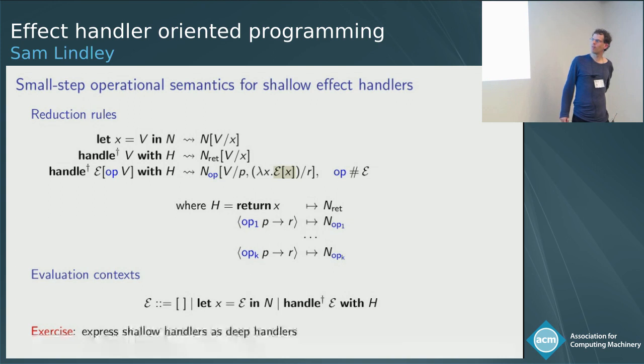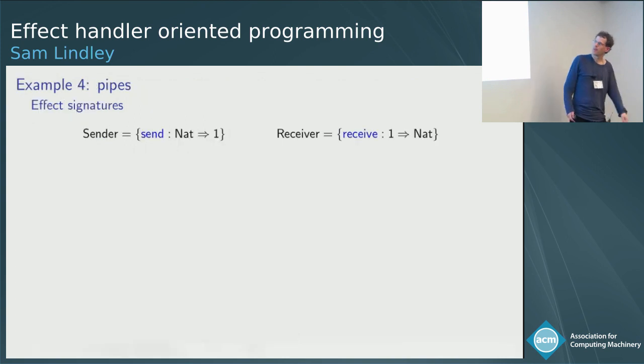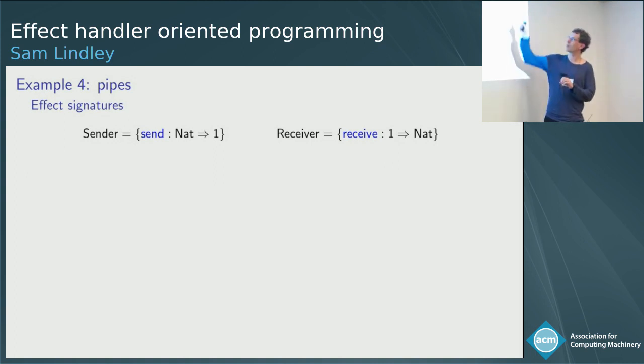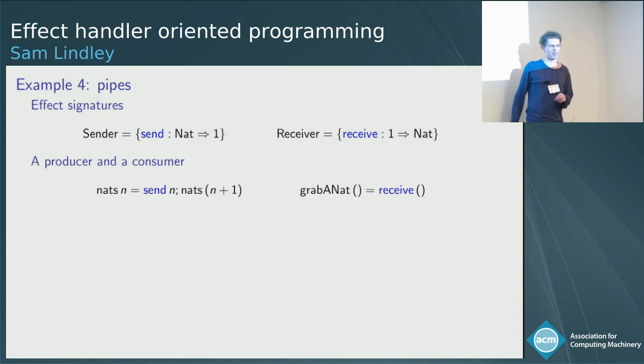I will show one more example to illustrate why shallow handlers can be useful. So here, rather than handling one computation, we're going to handle two computations simultaneously, thinking sort of like Unix pipes. So we're going to have one computation that's sending messages and another one that's receiving messages. In this case, just natural numbers. So my example is necessarily going to be very simple. The sender is just going to send a sequence of increasing natural numbers, and the receiver is just going to receive one of those.